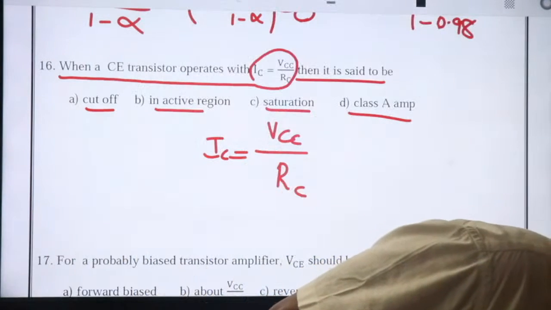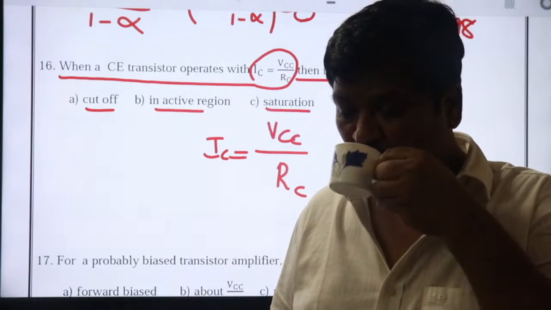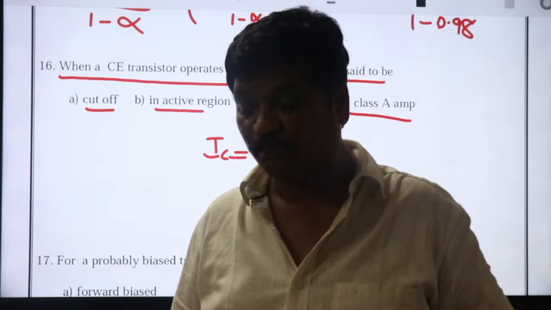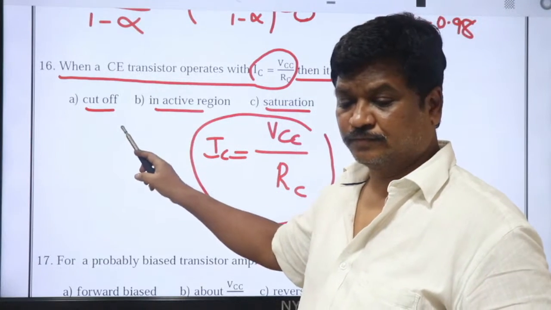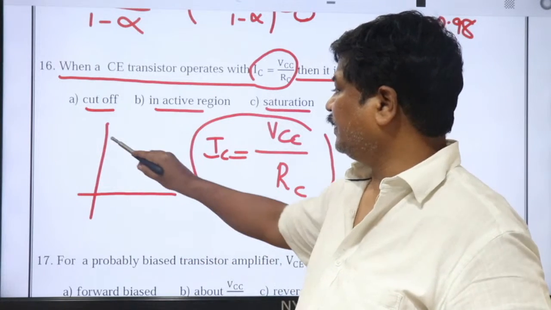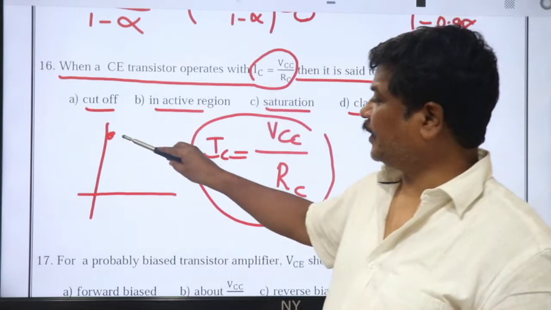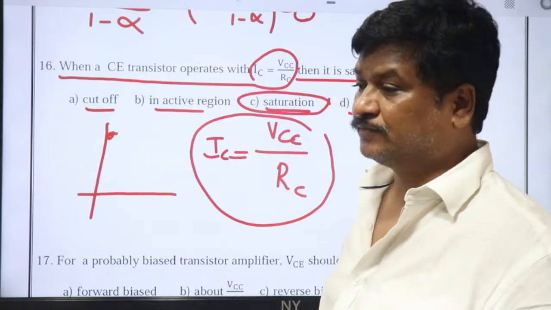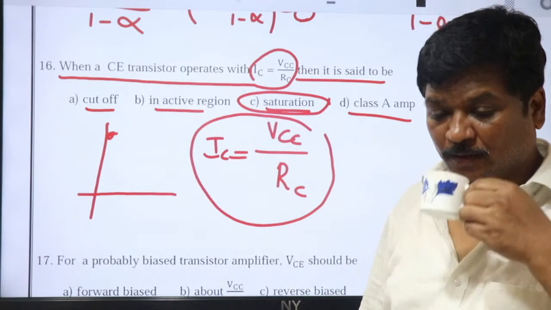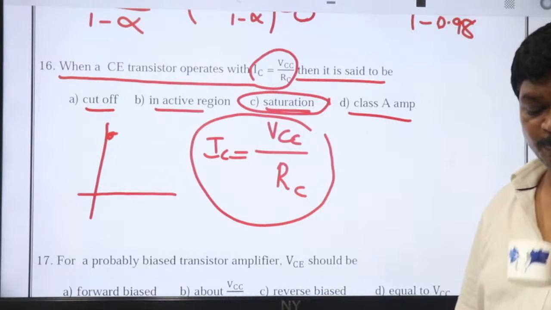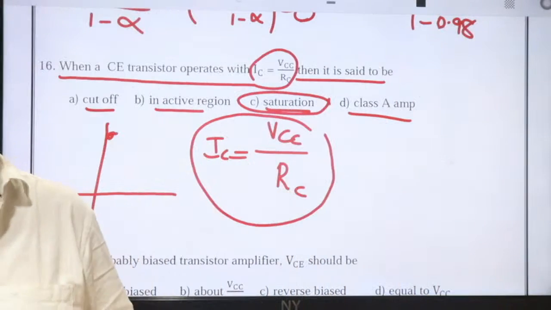Okay, right. Tell me what is the answer? When IC is equal to VCC by RC, it means we are selecting the operating point here, and the operating point here means it is the saturation region. This one is the saturation region.